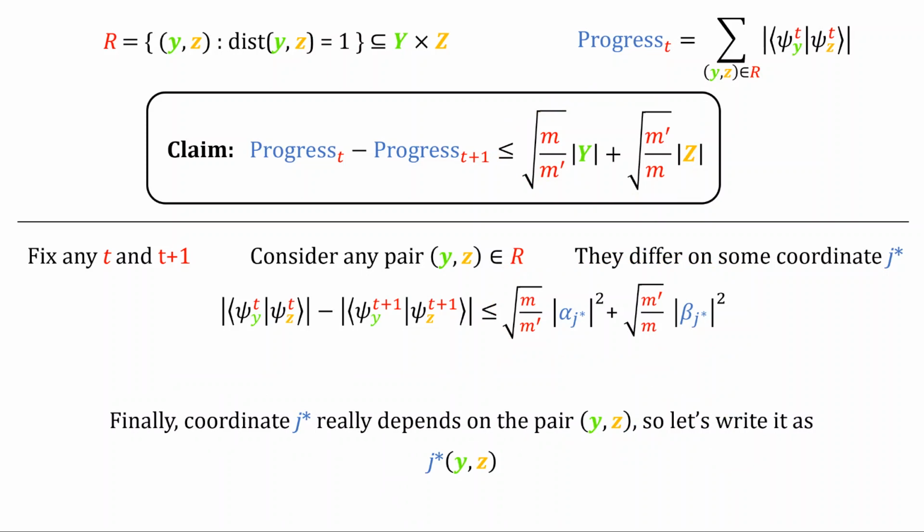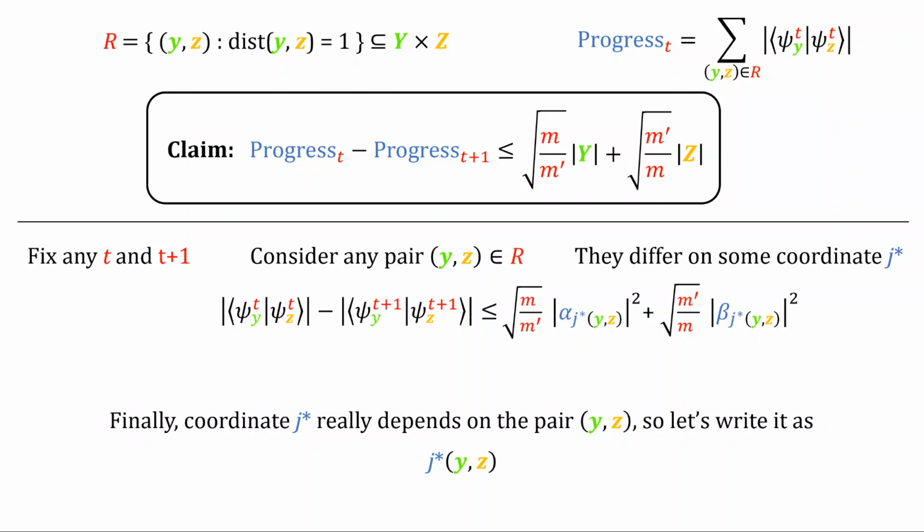Okay, so let's clean it up once more. We have a few more tidying ups to do, and then there'll be a couple of lines to complete the proof of the claim. So this is what we've proven about the fixed string, the fixed pair YZ in the set R. And it involves this coordinate J star, but we've got a bit of notational sloppiness here because this coordinate J star actually depends on the pair YZ. It's the coordinate in which Y and Z differ. So it would be better to show that dependence and write it as J star of Y comma Z.